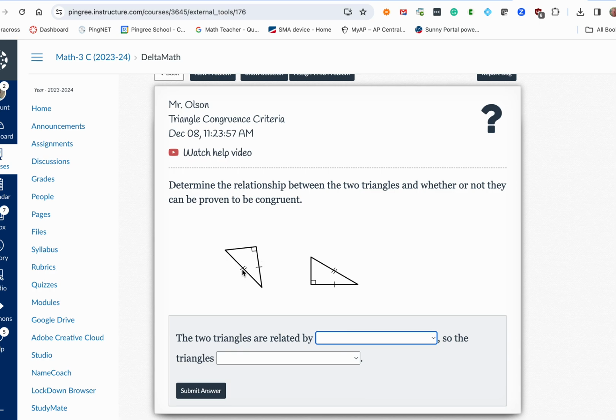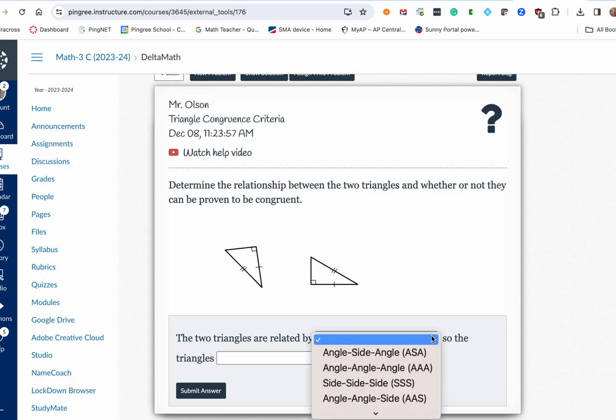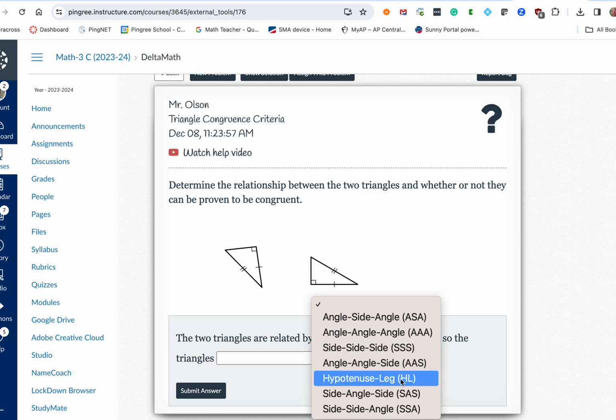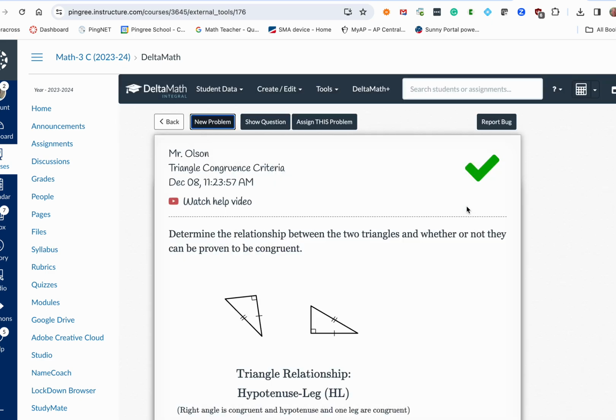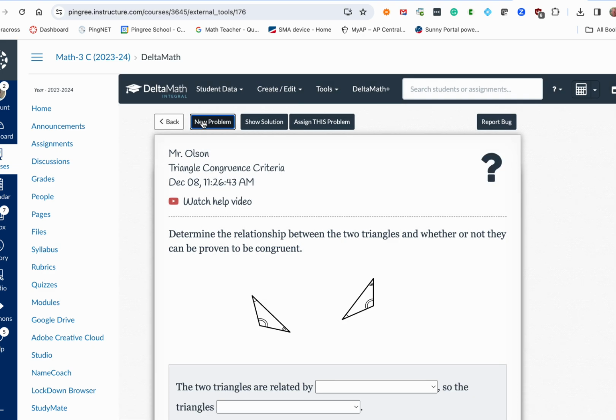When you see the two sides that are not included, you would say that's HL. All right, so the two triangles are related by HL, hypotenuse leg. And so the triangles can, repeat, can be proven. This is the only exception to that. So submit answer, and yes, and we get the green check mark. Okay, but now let's do a problem that's not that. This should be in our wheelhouse.